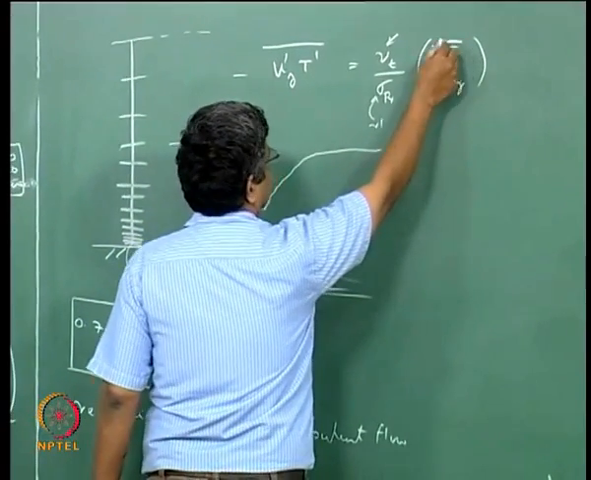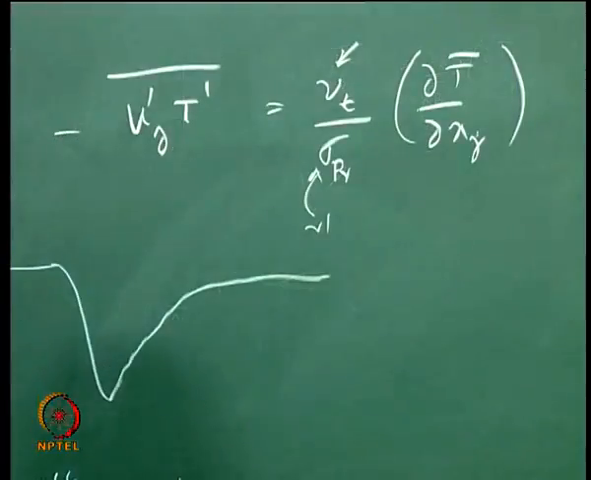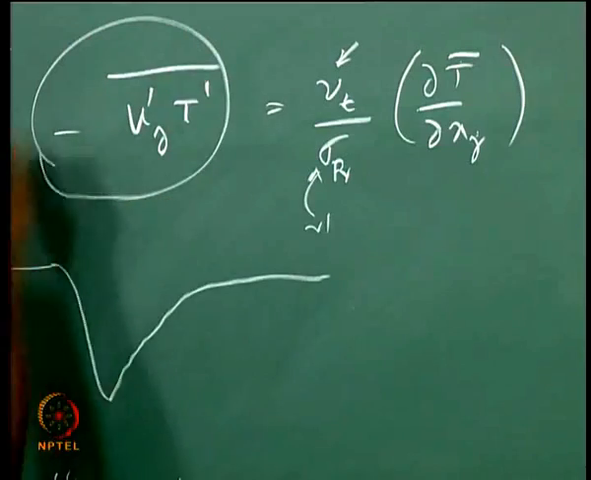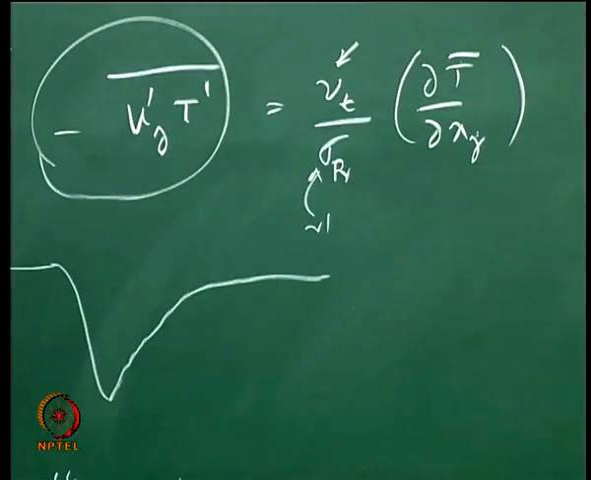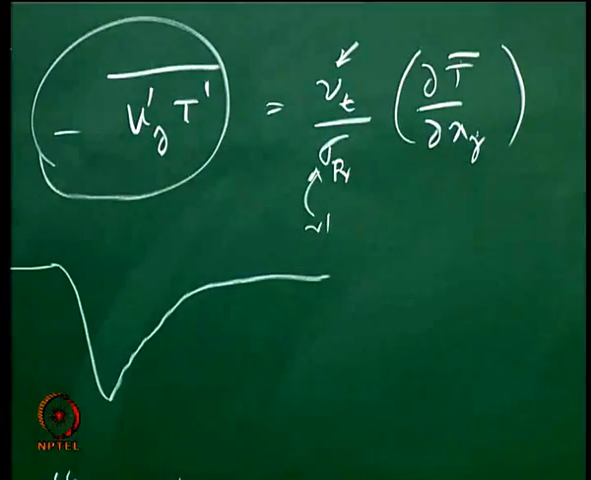T bar is calculated from the time averaged energy equation. So this is one way of closing this particular equation. So this is the additional term that appears in the time averaged energy equation, and that can be solved like this.